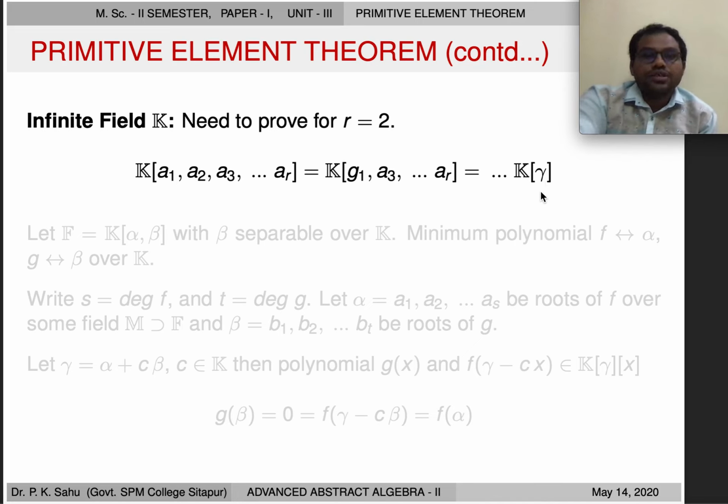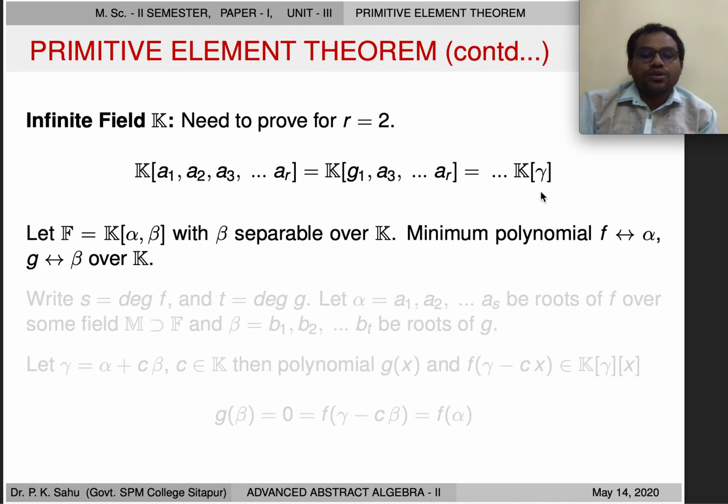So we start with r equal to 2. Now consider the field K obtained by adjoining alpha and beta to k, and we want to replace this alpha and beta by a single element gamma. That means we want to prove that in place of alpha and beta we have a single element gamma. So we have noticed that beta is separable here and alpha may or may not be separable.